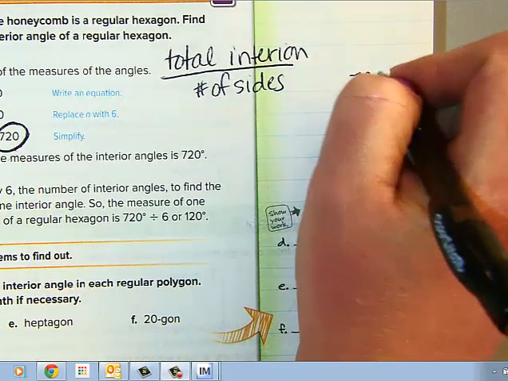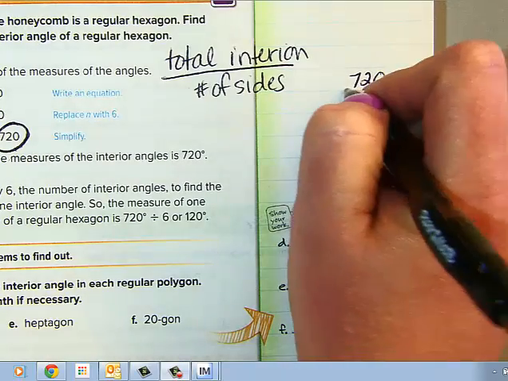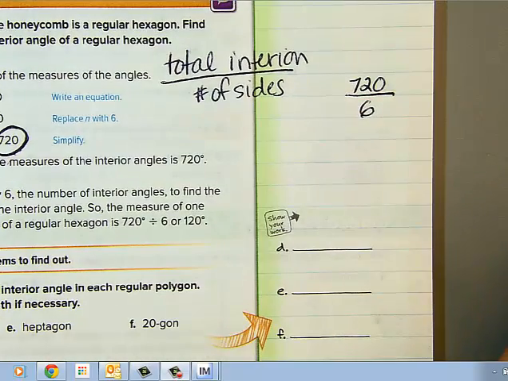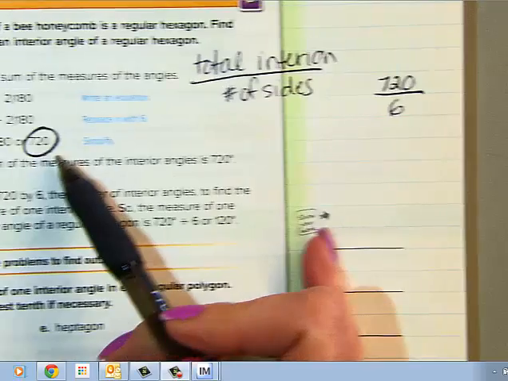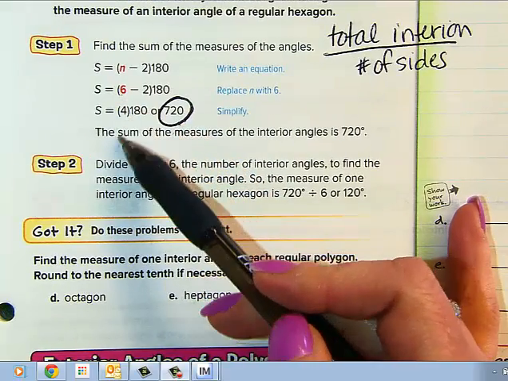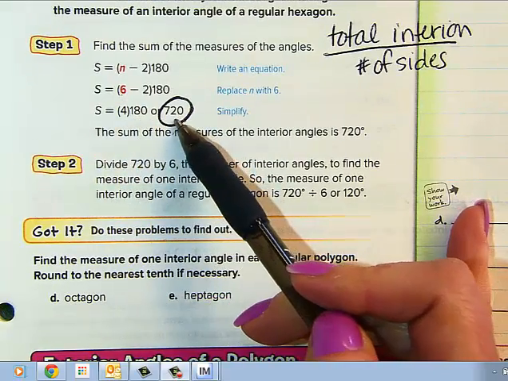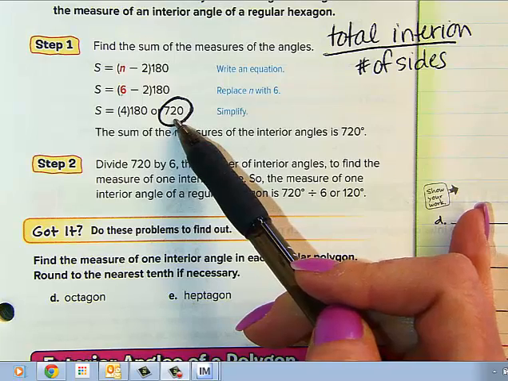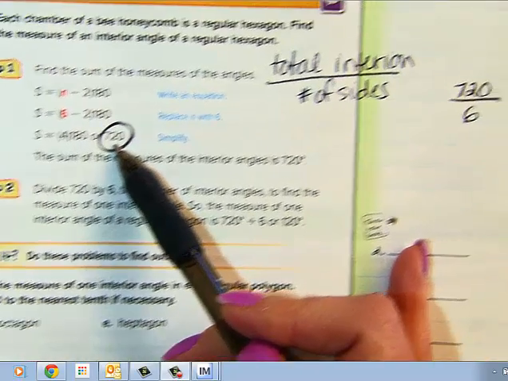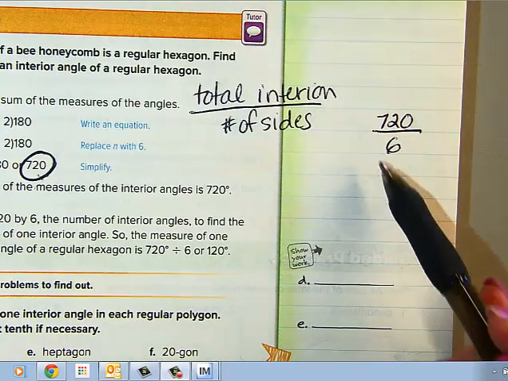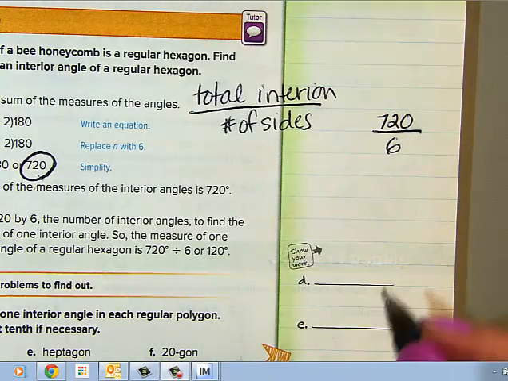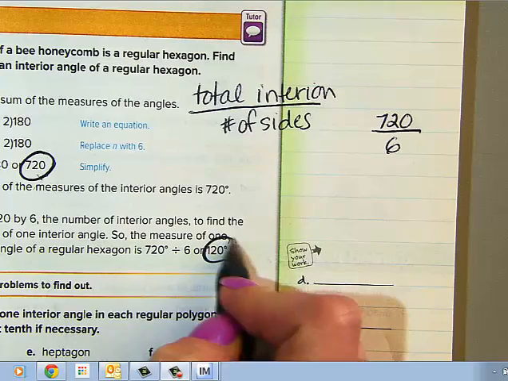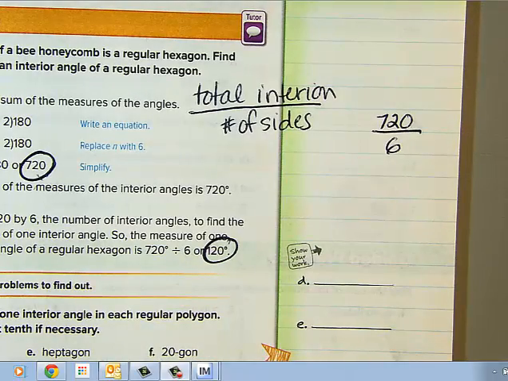Again, we're talking about a hexagon. So I have to divide that by the number of sides, which is 6. The total interior angles, 6 minus 2 is 4. 4 times 180 is 720. So my total interior angles is 720. And again, a hexagon has 6 sides. So it's 720 divided by 6, which means that it is 120 for one of the angles.